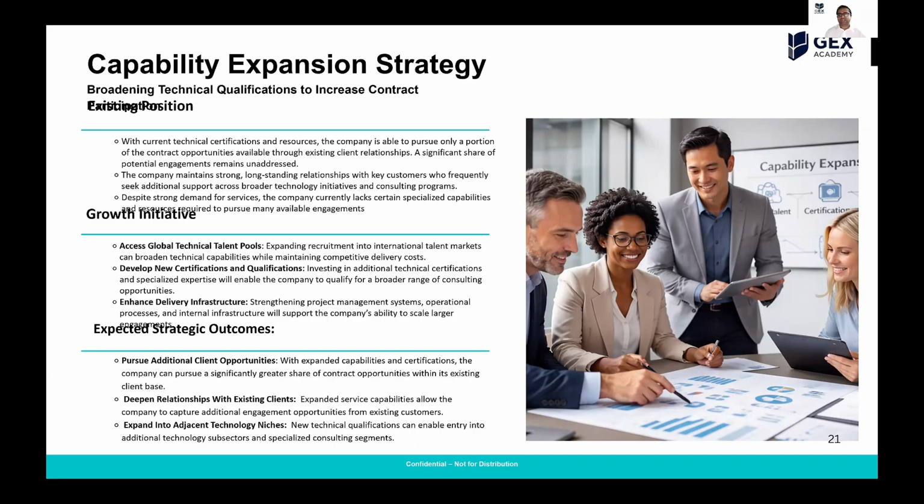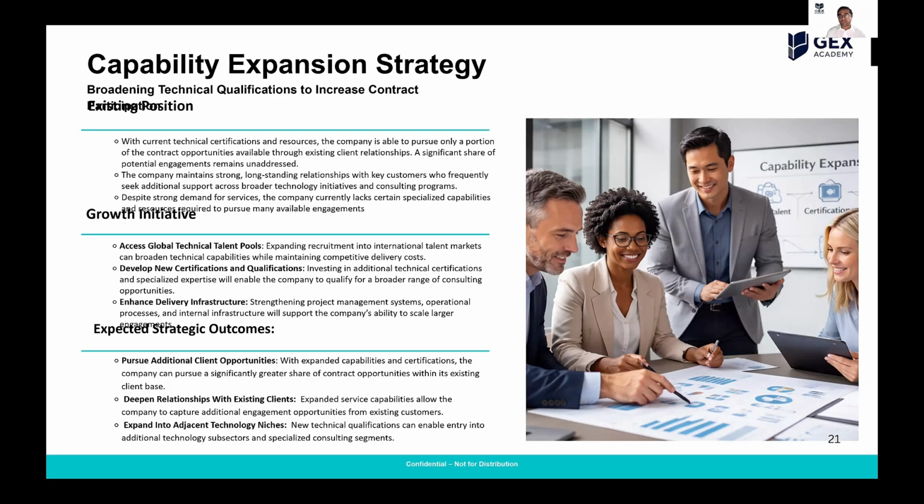So this builds on the value creation themes that we discussed previously, right? And highlights another potential avenue for growth, which is expanding the company's technical capabilities and qualifications, right? So one of the most important concepts in PE investing is identifying situations where a company already has customer demand, but lacks the resources, the certifications, the capabilities, or the infrastructure necessary to fully capitalize on that demand. So management's argument here is that TechNova is in exactly that position, right?